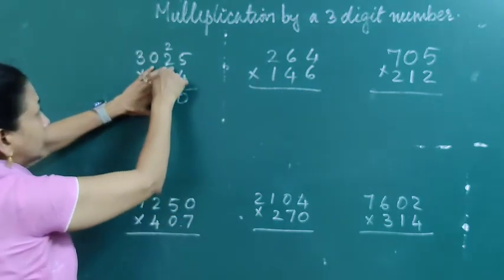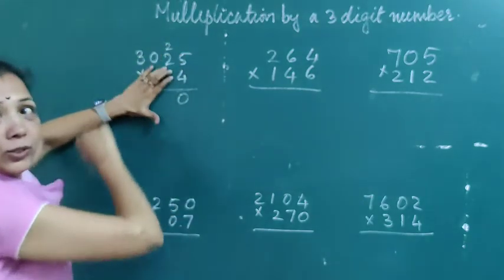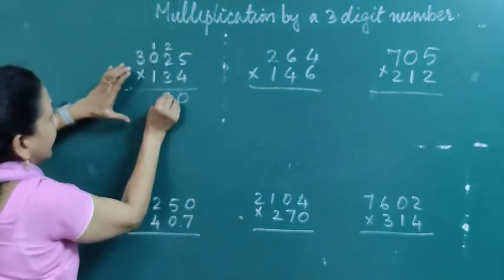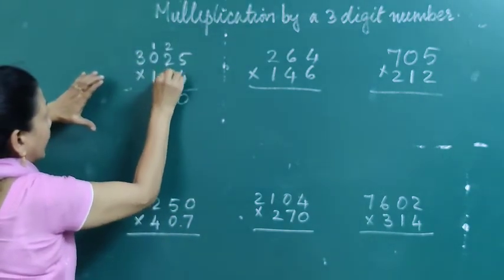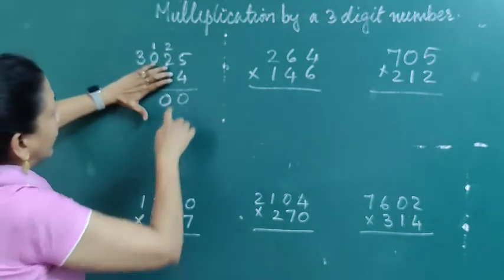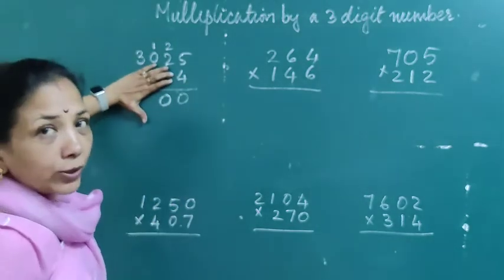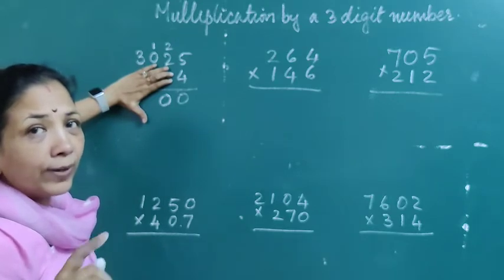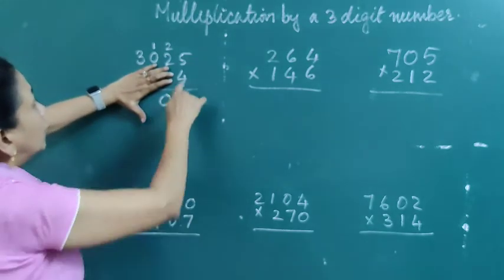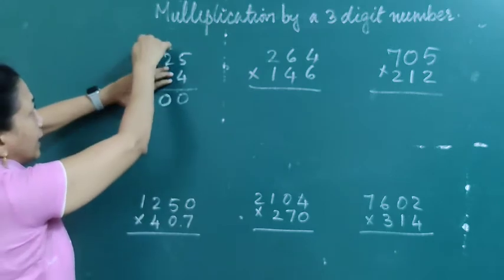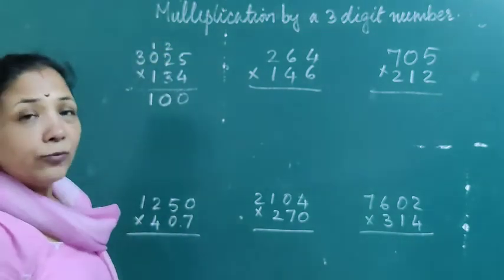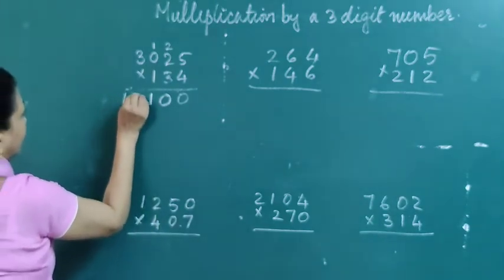Then 4 twos are 8. 8 plus 2, 10. So 1 carry, then here will come 0. Okay. Then 4 zeros, I already told you, multiplying any number with a 0 you are getting 0 only. So 4 zeros are 0. 0 plus 1, 1. Then 4 threes are 12.